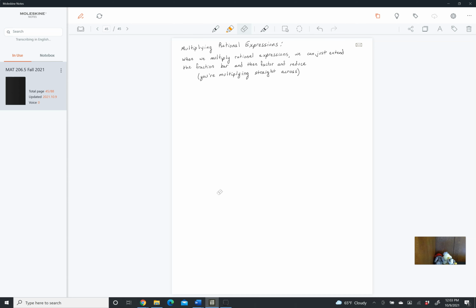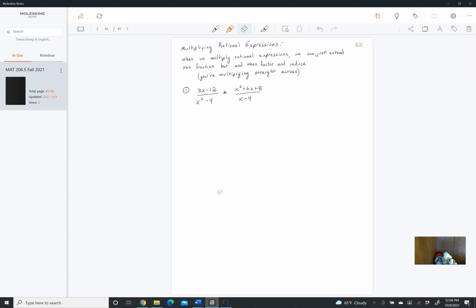So let's take an example. Let's say that we have 3x minus 12 over x squared minus 4 times x squared plus 6x plus 8 over x minus 4. Now you can factor first and then multiply, or you can multiply and then factor. I tend to factor and then multiply. It makes no difference because it's essentially one step.